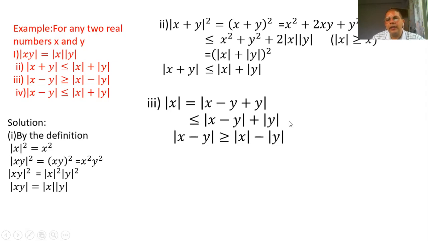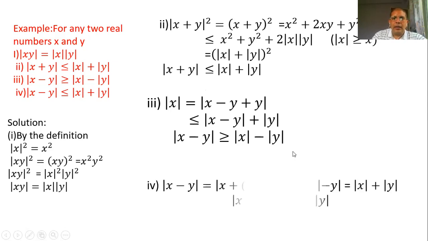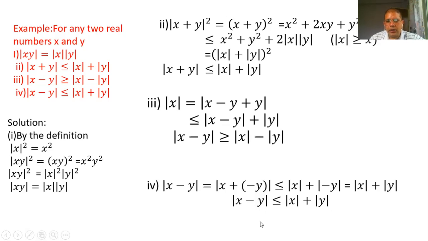If you write this in one line, then it will be clear for you. Then write this one again. And number 4, again this one, |x−y| is equal to |x+(−y)|. You can write here the absolute value. Then use this symbol again here, it is less than or equal to |x|+|−y|. Then |−y| is |y|, you can write this. Then you get |x−y| is less than or equal to |x|+|y|. This completes the proof.